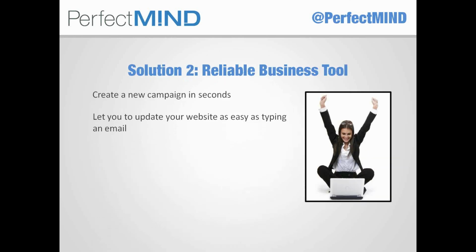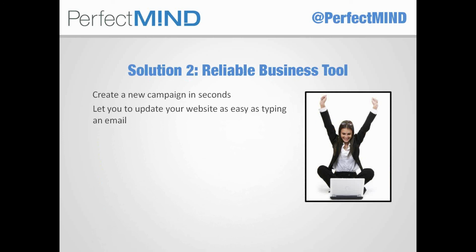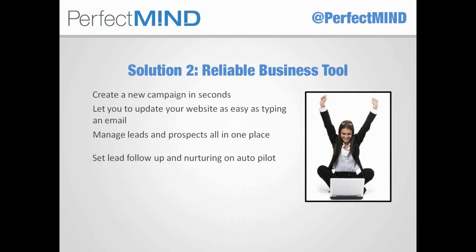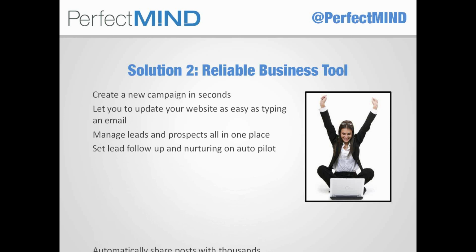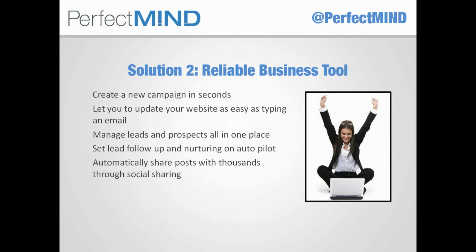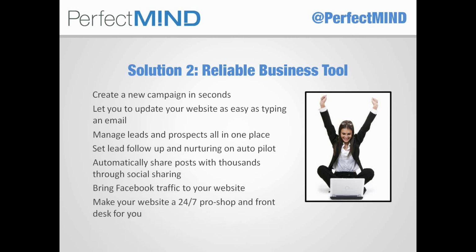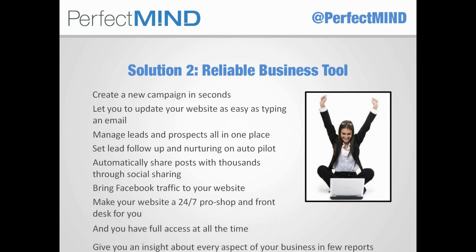The second option is to get a reliable business tool. You can create everything within seconds. You can define everything once, and everything will run automatically. You can manage your leads and prospecting. You can have all the lead nurturing in place. You can automatically share every single post into 300 different social media channels. You can bring the Facebook traffic to your website. You can make your website a 24/7 pro shop for you, right? And you have full access to it.